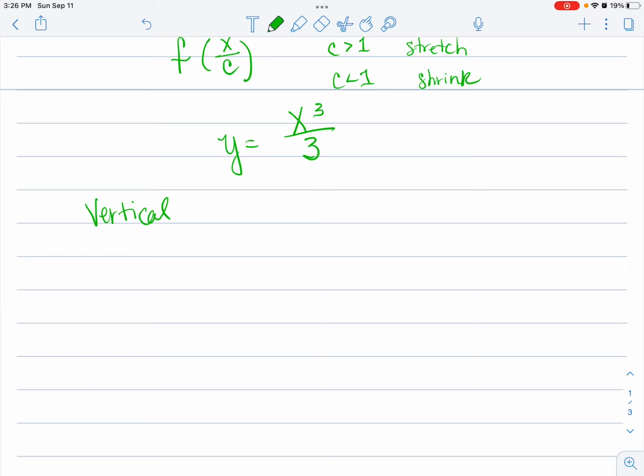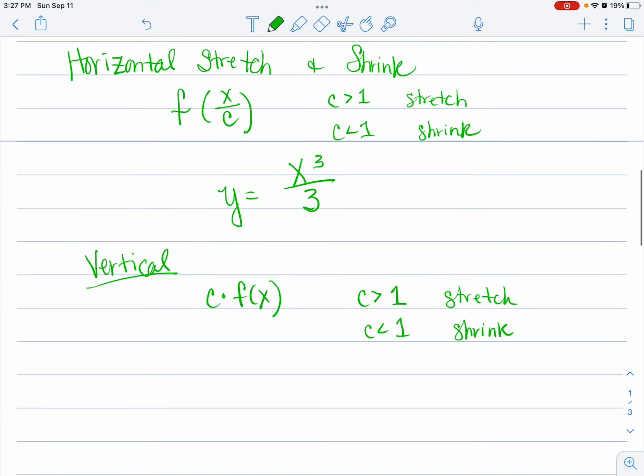So again, this time, instead of the number being divided, you're going to multiply it. So if I multiply a number times the function, again, this is a vertical stretch or shrink. If the number is bigger than 1, then it's a stretch vertically, and if it's less than 1, it's a shrink vertically. Okay, so that's the same as what just happened up here, but this is vertical and this is horizontal.